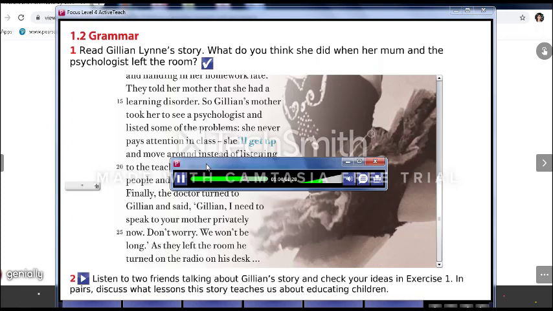That's so clever. I know. The psychologist realised that Gillian didn't have a problem. She just had a gift for dancing. So what did the mother do? She sent her daughter to a dance school, and Gillian ended up being a famous ballet dancer and choreographer. Wow, that's a great story.